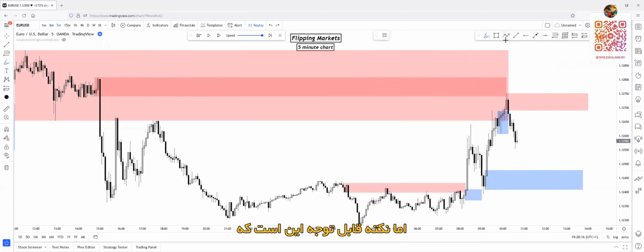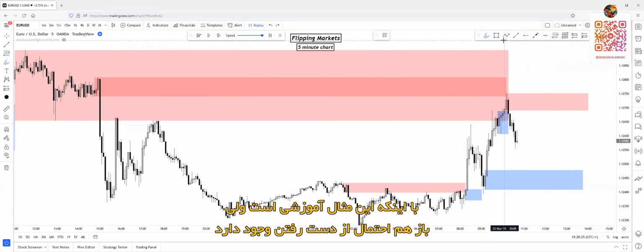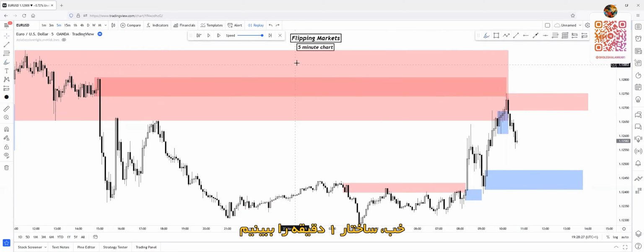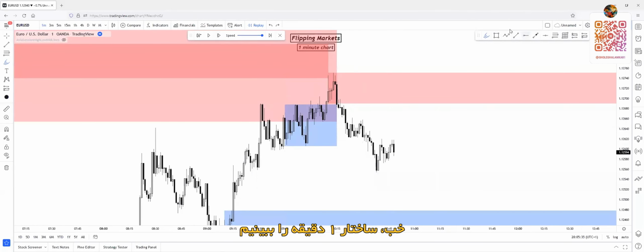But one more noticeable thing: we can also miss this trade, just like the previous one. There's a chance that we'll miss this trade. This is also a textbook example, but there's a chance we will miss it. Okay, so let's see the 1-minute structure.